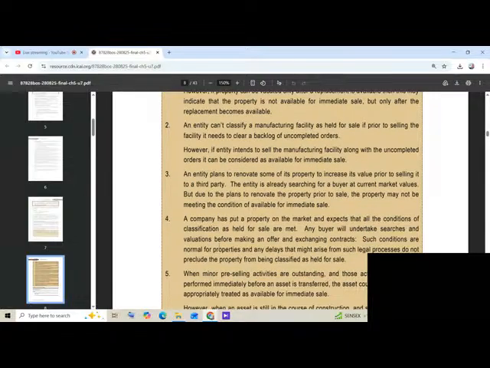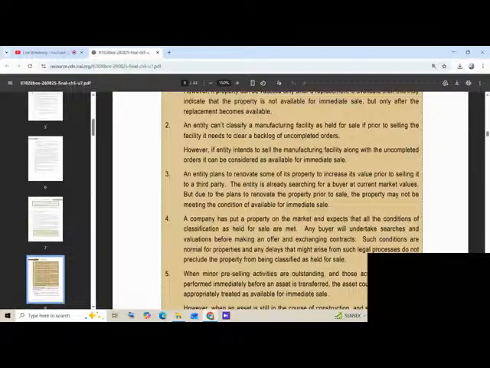An entity can't classify a manufacturing facility as held for sale if, prior to selling the facility, it needs to clear a backlog of uncompleted orders. However, if the entity intends to sell the manufacturing facility along with the uncompleted orders for immediate sale. Example 3.